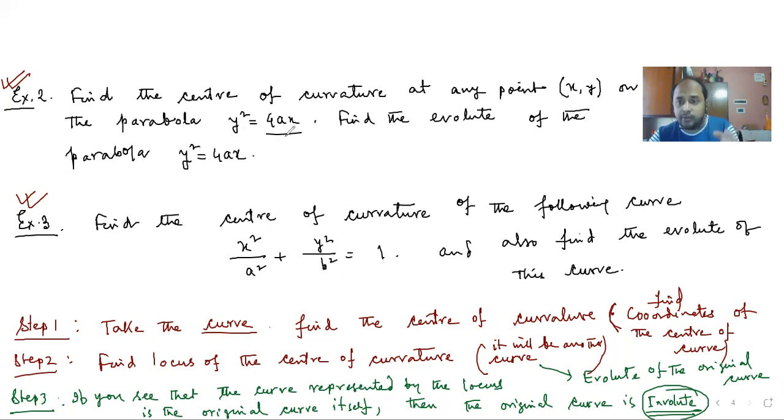If the locus of the center of curvature of the parabola is a curve other than the parabola, something else, then that curve is called the evolute. But if you see that the locus of the center of curvature of the parabola is the parabola itself, then the original parabola will be called its involute. Similar is the case with the ellipse. You have to keep this algorithm in mind. You remember this and you will understand what I am talking about. Try to solve these three problems, you will understand everything.